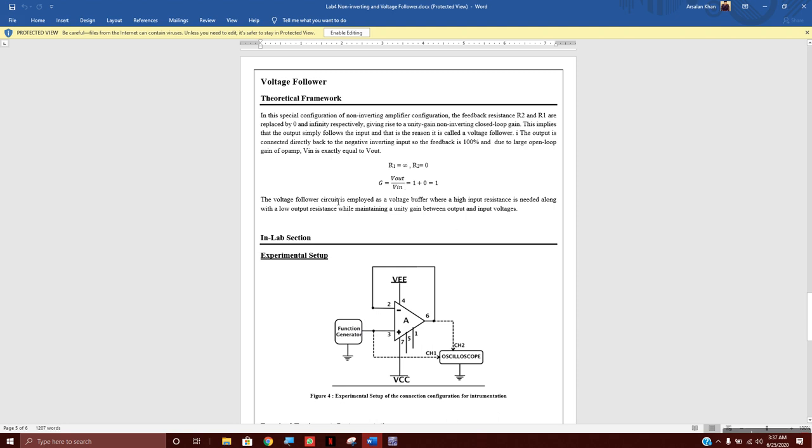Okay, so अच्छा, इसमें हमारे पास क्या होता है कि हमारे पास जो आउटपुट है वो इनपुट के इक्वल हो जाता है. ठीक है, आउटपुट और इनपुट जो है वो इक्वल हो जाते हैं एक दूसरे के. The output is connected directly back to negative inverting input, so the feedback is 100%, and due to large open loop gain of op amp, V in is equal to V out.